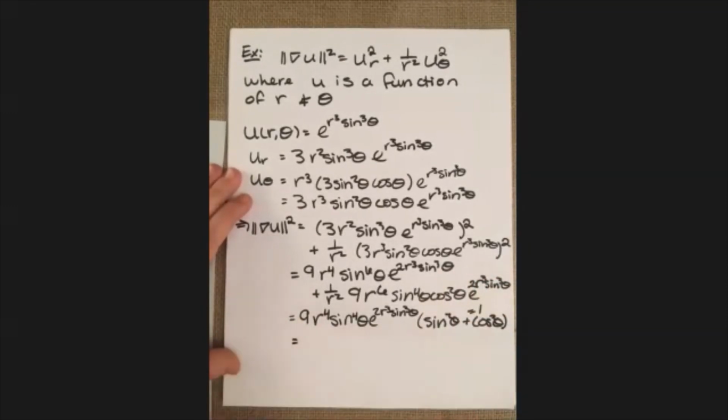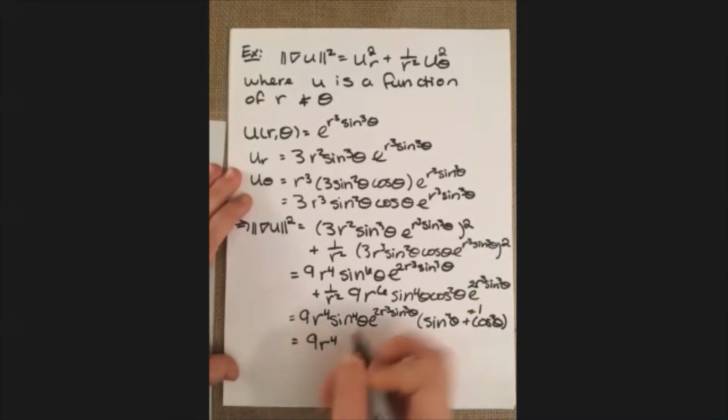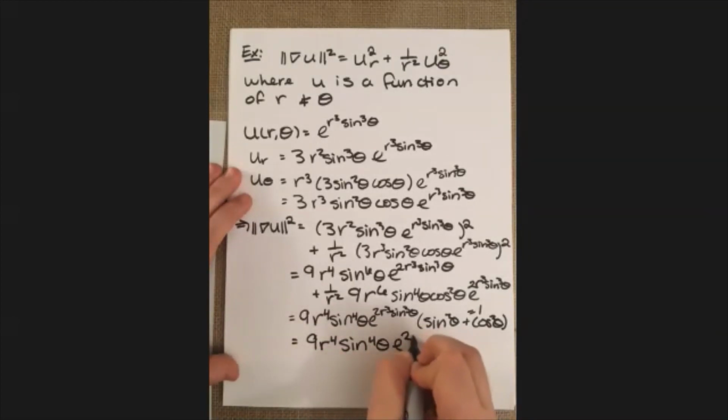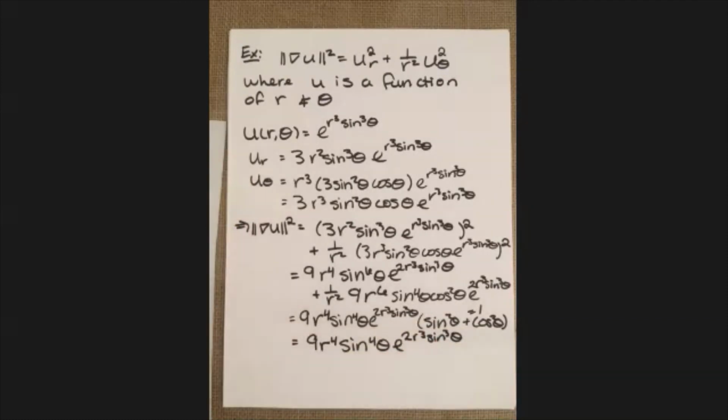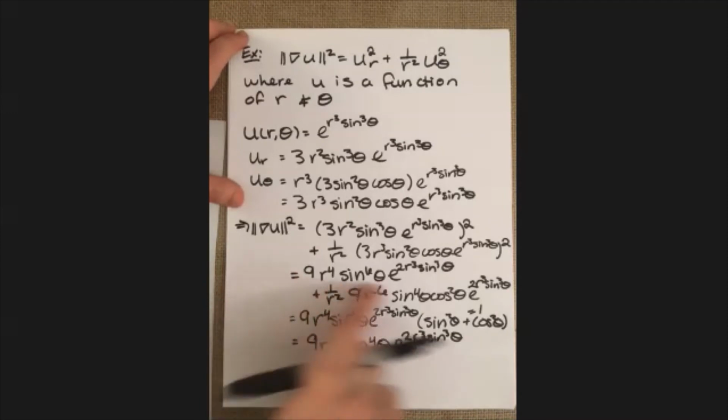So all we're left with is 9r to the 4th sine to the 4th theta e to the 2r to the 3rd sine to the 3rd theta. And that is pretty much our answer right there. It's a lot nicer than the way all that looked.